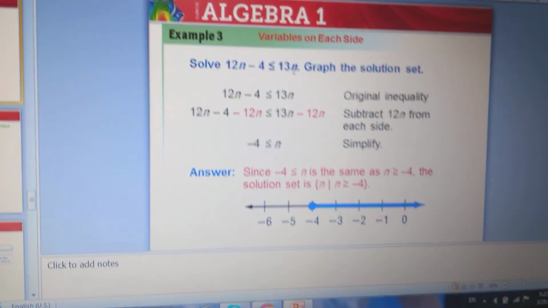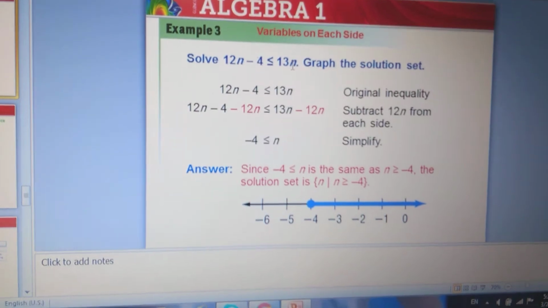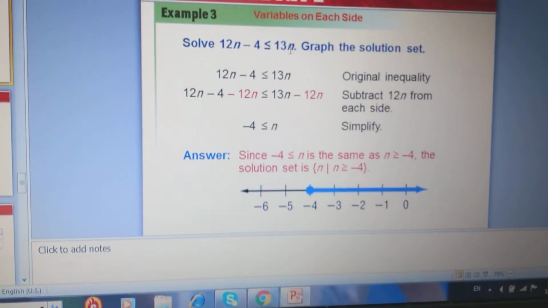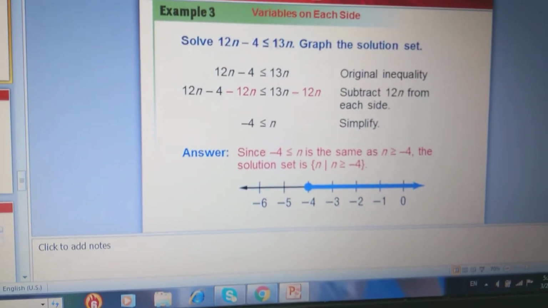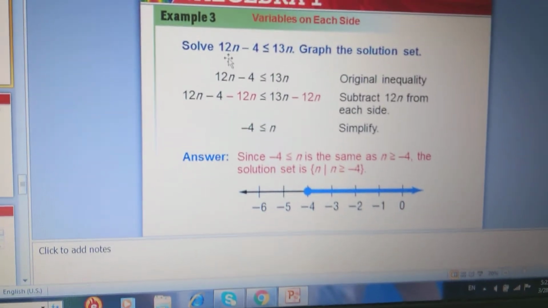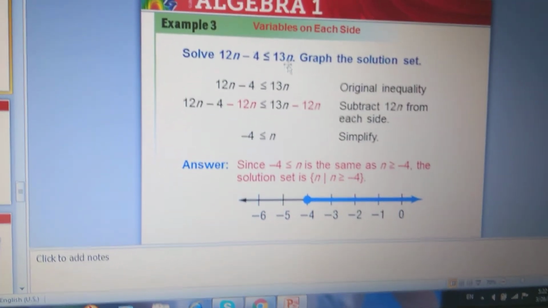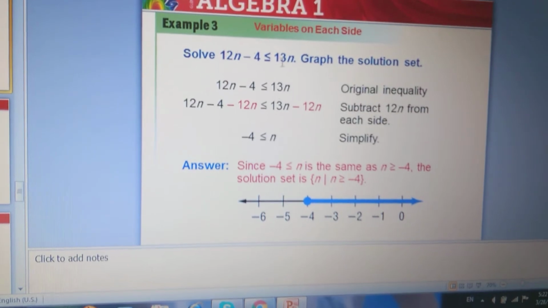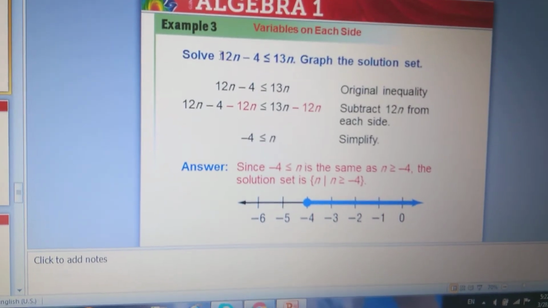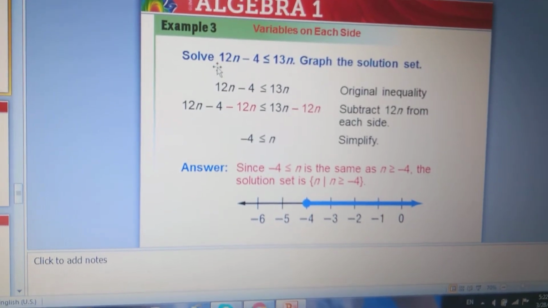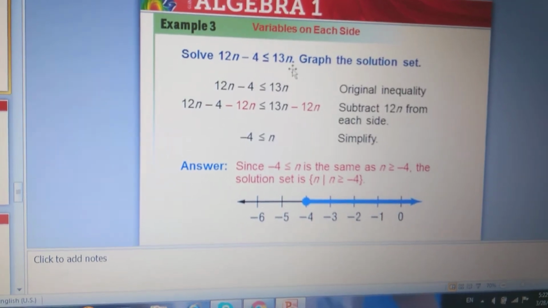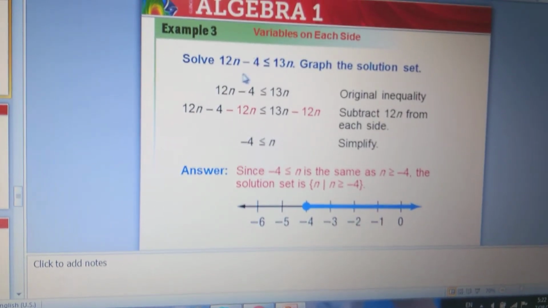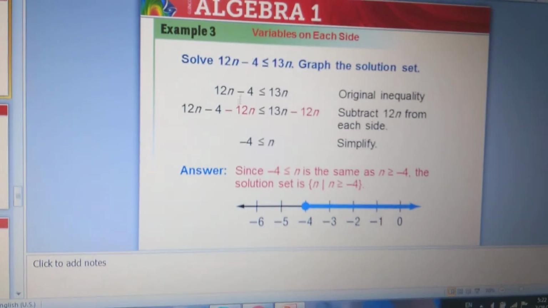As we learned before, to solve an inequality or an equation, when we have variables on both sides like here, we must get rid of one of them. Usually we get rid of the smallest one, 12n, 13n. 12n is smaller, then I say negative 12n, negative 12n. I put negative 12n, or I subtract 12n from both sides.